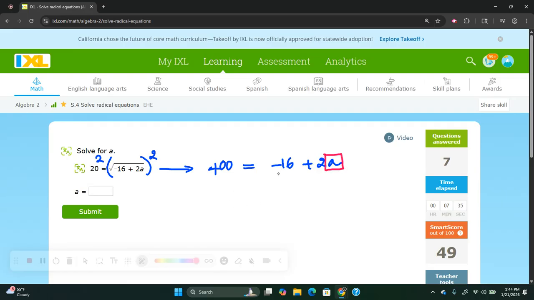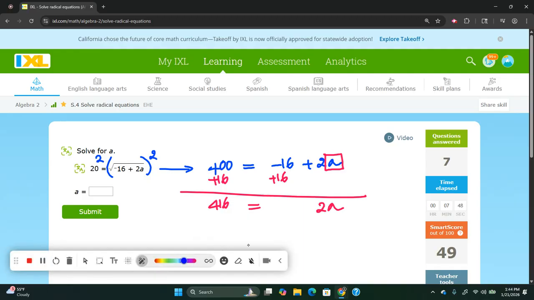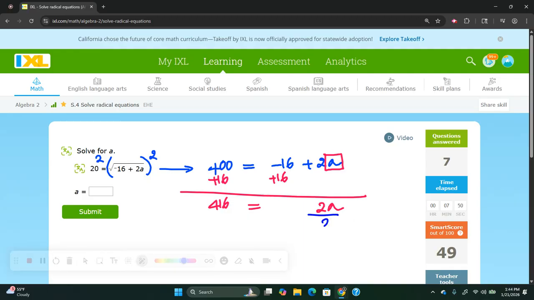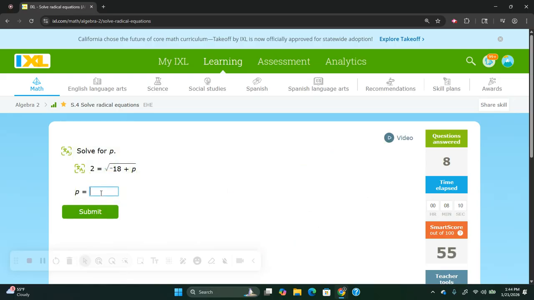Okay, so first, I don't want negative 16 here, I add 16 on both sides. So I got 416 equal 2a. You're almost done. You just solve for the a, so you don't want number 2, divide 2 on both sides. Okay, so now 416 divided by 2 is 208. And on the right side, 2 simplify with 2, so you have only a left. So the answer is a equal 208. Voila, done.